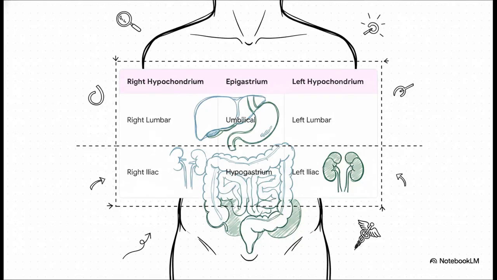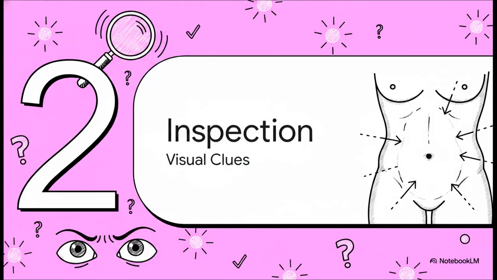Okay, think about how doctors actually map this area out. They don't just look at one giant surface. They mentally divide the abdomen into 9 distinct regions, kind of like a tic-tac-toe board, using 2 horizontal and 2 vertical imaginary lines. By breaking it down into these specific zones, like the epigastrium at the top center or the right and left iliac regions down at the bottom, practitioners can precisely pinpoint which underlying organ might actually be the culprit. Moving right along to Section 2, Inspection and Visual Cues.